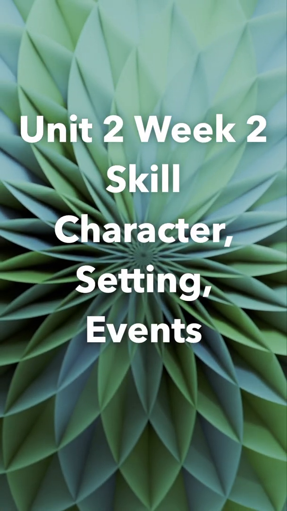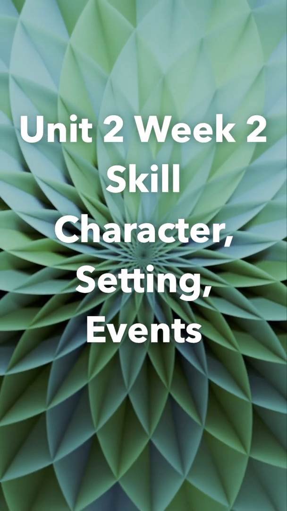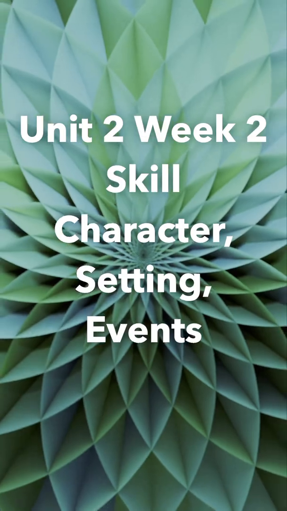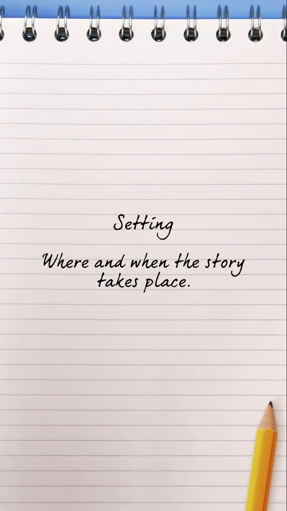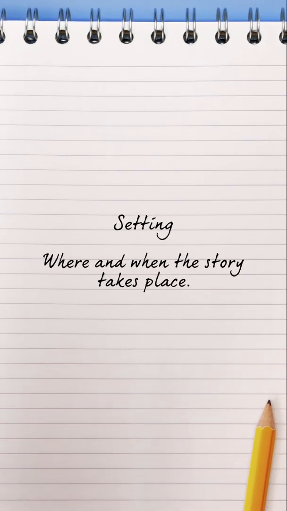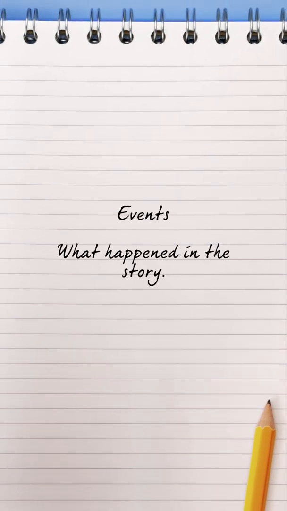Unit 2, Week 2 Skill: Character, Setting, Events. The characters are the people or animals in the story. The setting tells where and when the story takes place. The events tell what happened in the story.